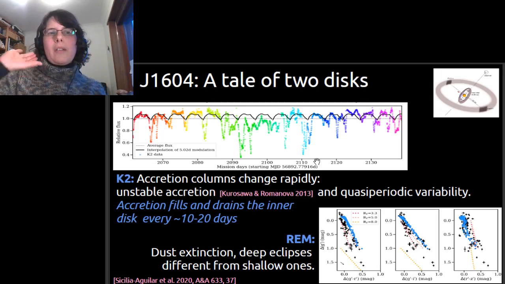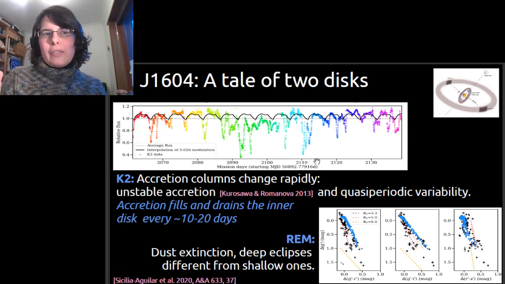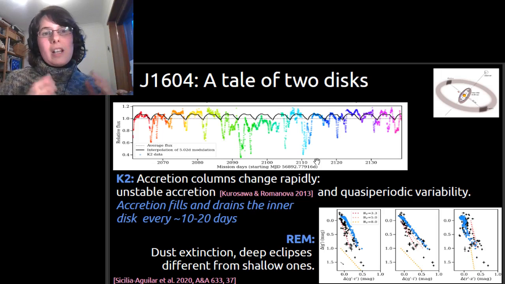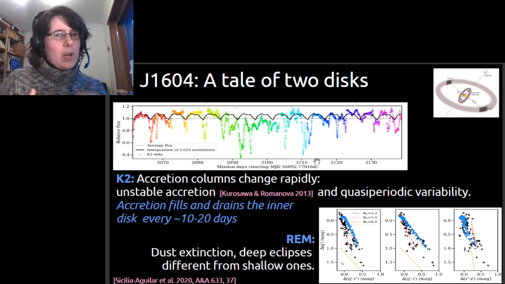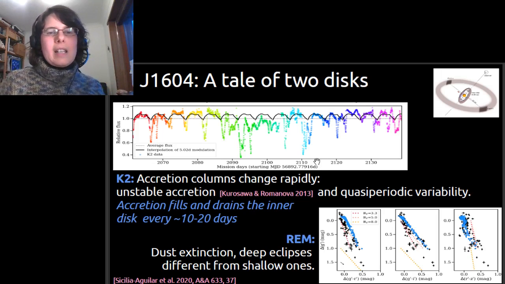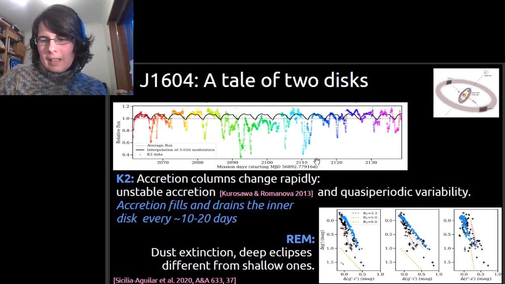So when you observe the same accretion column again after 5 days, which is the rotational period, you are actually seeing a very different material. So you can track the structure of this inner disk just by using photometry, and it's not only the structure of these accretion columns and their footprints that you can study. For instance, if you look at the colors and the dust extinction, you will also realize that deep eclipses have different dust properties than shallow eclipses. So this inner disk also has different particle sizes.